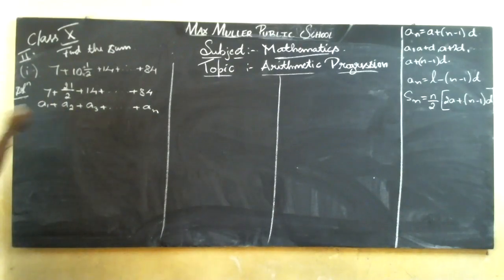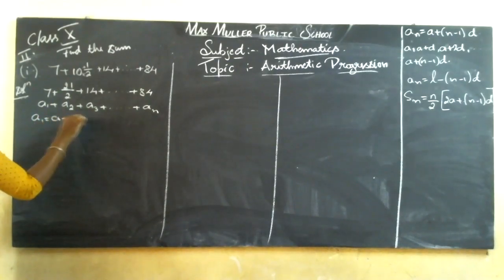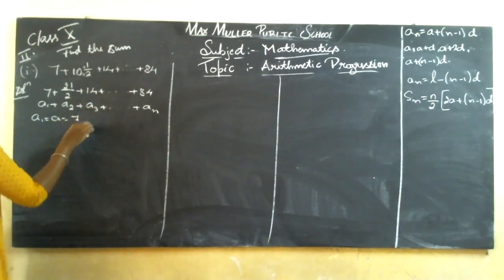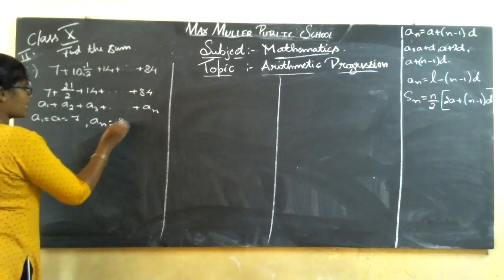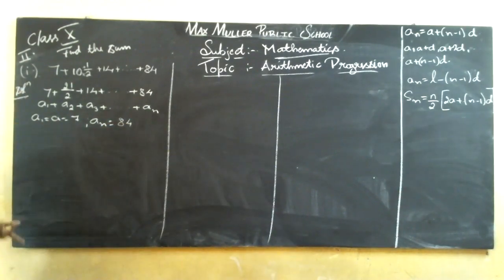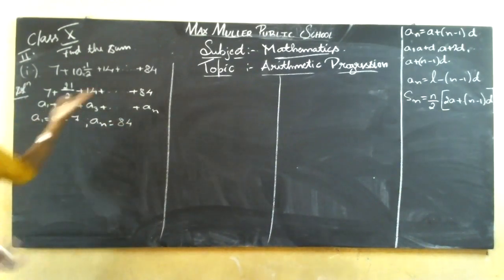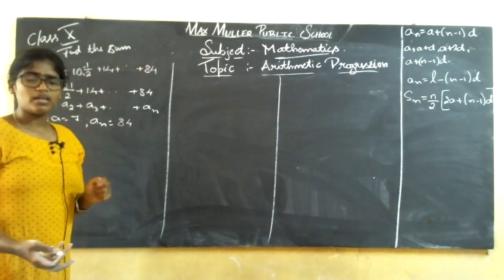Okay, now what do you have here? A value which is equal to 7. Then you have an which is equal to how much? It is 84. Do you have n? I do not have n. When you do not have n, how are you going to find out the sum?